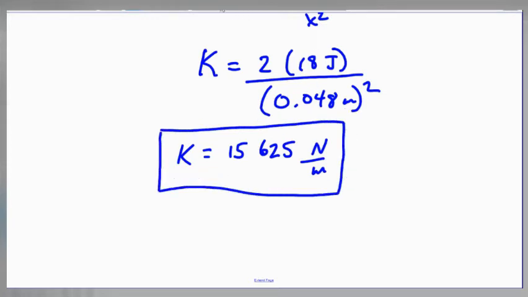I'm going to just double check my units. Here I got joules, and a joule is a newton meter, divided by meters squared. Once again, the meter on top will cancel out one of the meters on the bottom and give me newtons over meters, which is what I have.